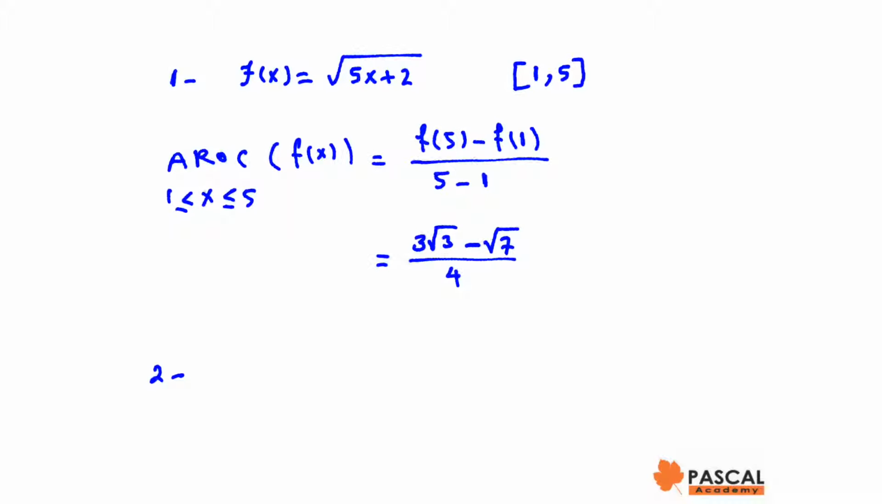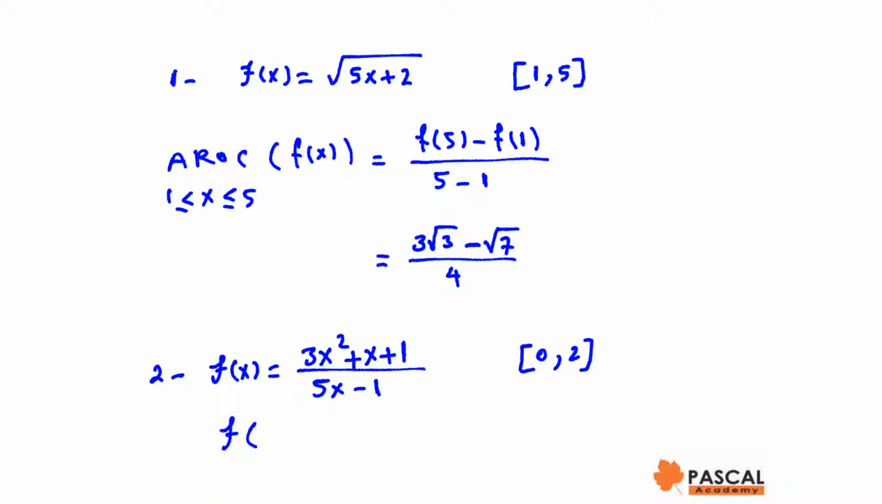Question 2. If f of x equals 3x squared plus x plus 1, divided by 5x minus 1, and x is between 0 and 2, what does f of 2 minus f of 0, divided by 2, represent?